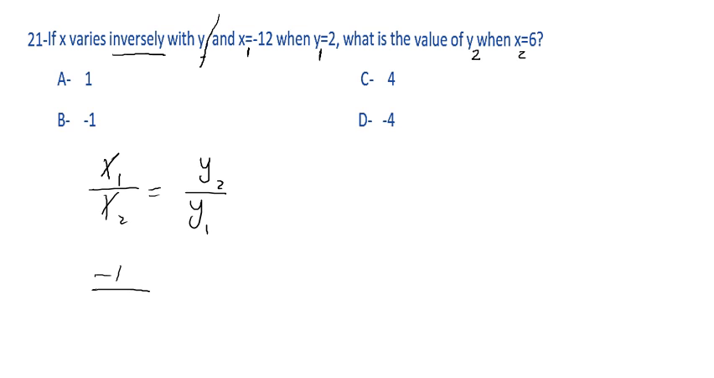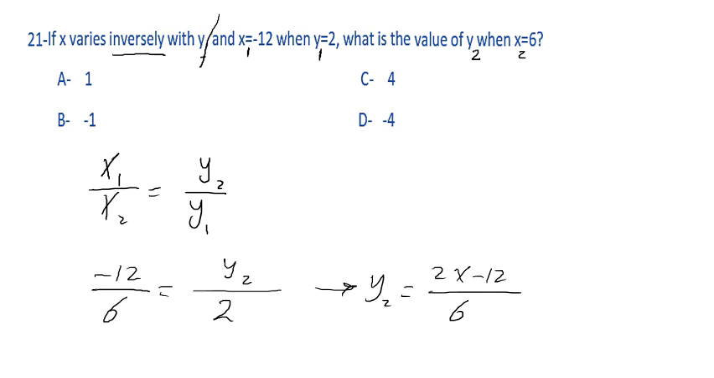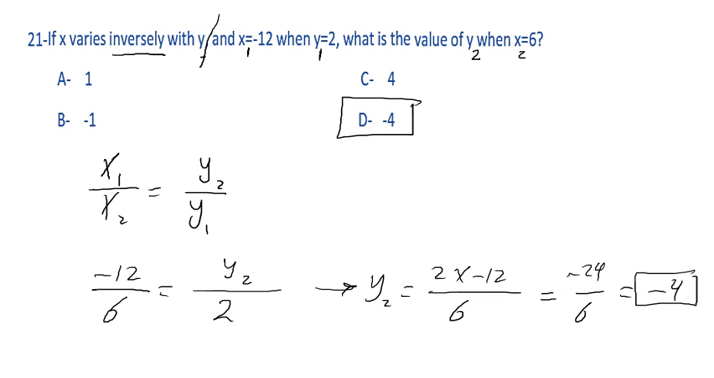So negative 12 over 6 is equal to y2, the one I wanted to figure out, divided by 2. So y2 is equal to 2 multiplied by negative 12 divided by 6, which is negative 24 divided by 6, which is negative 4. So the right answer is D.